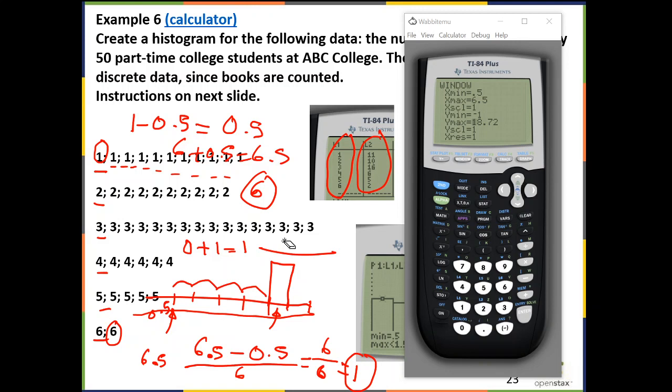Now, y max is how many numbers in each class do you expect? Well, how many numbers do we have? We have 50, right? 50 numbers. You don't expect all 50 to be in one class, right? So pick a number, maybe half of that even is good enough. So I'm just going to put 15 for y max. In this case, the height of the bar would be the number of numbers, right? Okay, and don't worry about y scale and resolution. Just press graph. Don't press zoom 9. If you press zoom 9, it changes back to the factory setting, right? So we just go graph.